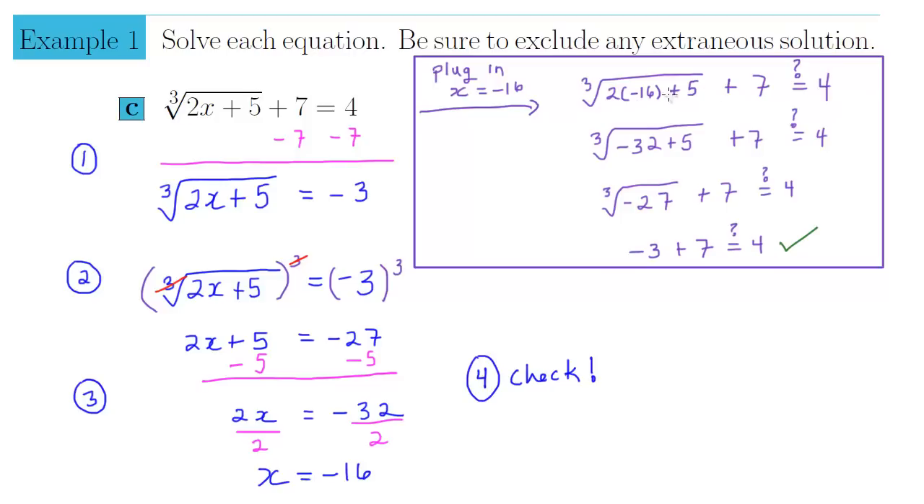Now simplify. Don't start moving things around. Just simplify. You know what 2 times -16 is. It's -32. You know what -32 plus 5 is. It's -27. You know what the cube root of -27 is. It's -3. Right? Because -3 times -3 times -3 is -27. And then -3 plus 7 is 4. So it checks out. Right? So like we thought, x equals -16 is the solution.